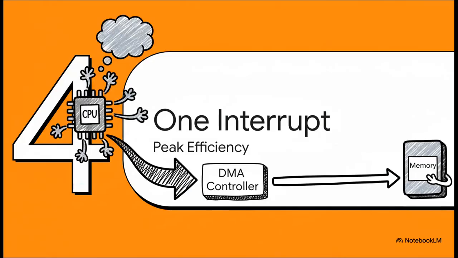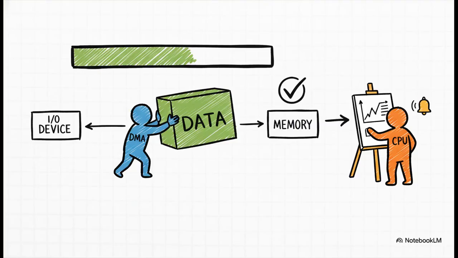But wait, what about all those interrupts we talked about? The constant shoulder tapping? Well, DMA has a very elegant solution for that too. Instead of sending an interrupt for every single byte, the DMA module just waits. It works quietly and efficiently in the background, moving that whole block of data. It's only when the entire transfer is 100% complete that it sends a single interrupt signal back to the CPU.